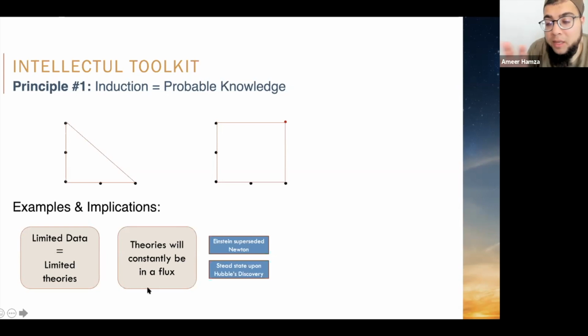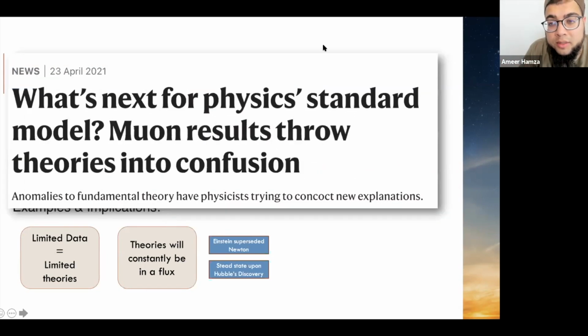Now you guys check this out. I'm not even going to the 20th century. This happened in April 2021. I don't know how many of you saw this. This was all over the internet. Here we go: What's next for physics' standard model? Muon results throw theories into confusion.